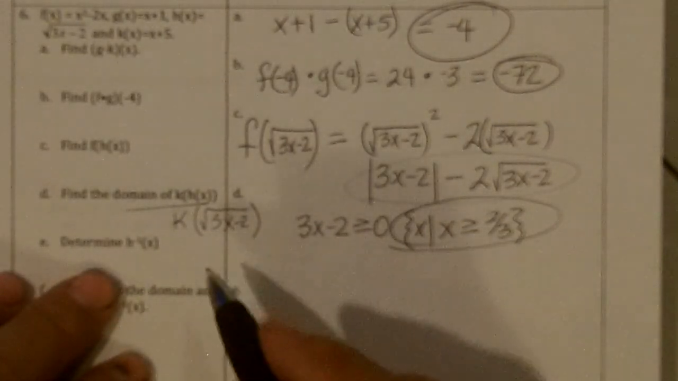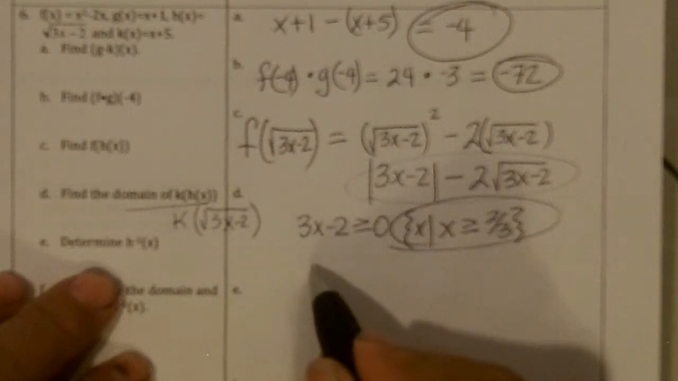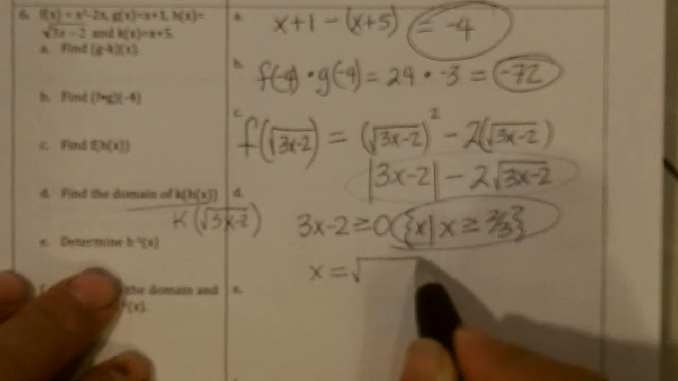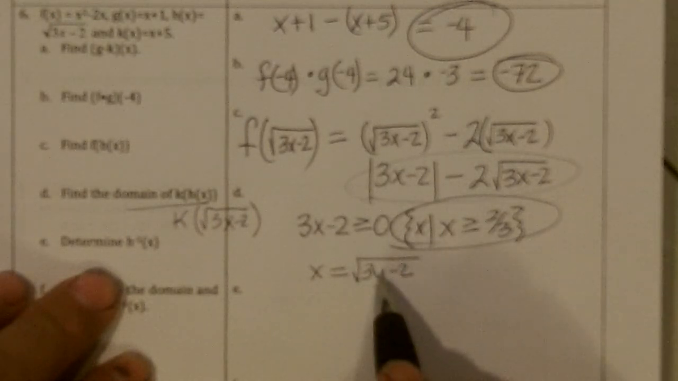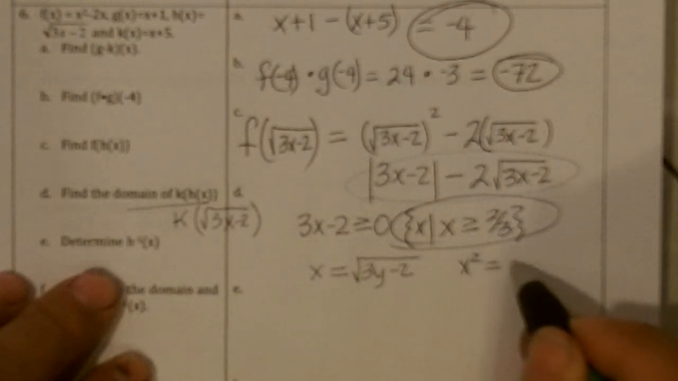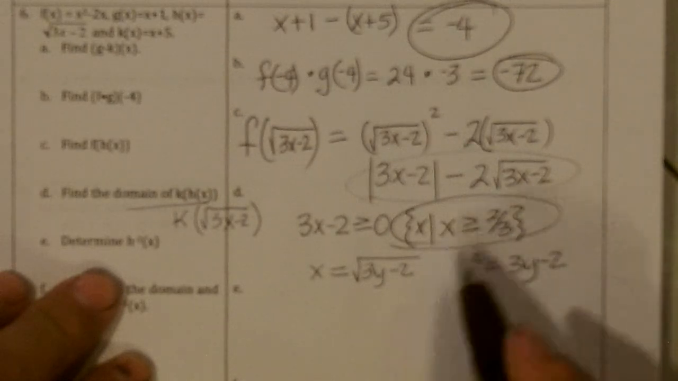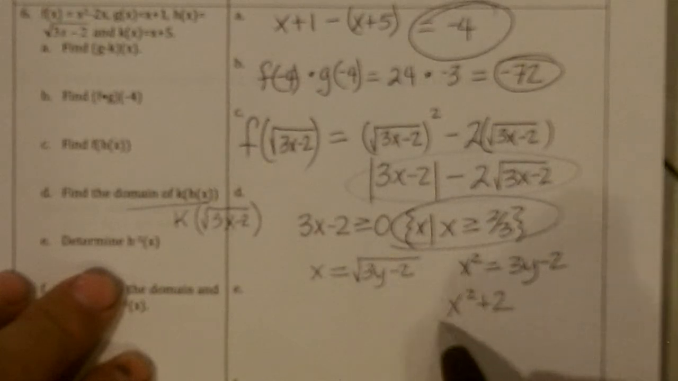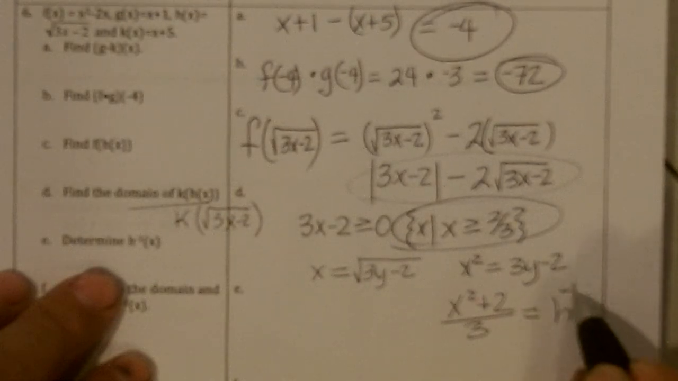H inverse. So we're going to swap y and x. So h of x will become just x, and the square root becomes 3y minus 2. And we solve for y, so we square both sides. We get x squared equals 3y minus 2. Then we'll add 2 and then divide by 3. So we're going to get x squared plus 2, all divided by 3, is h inverse of x.